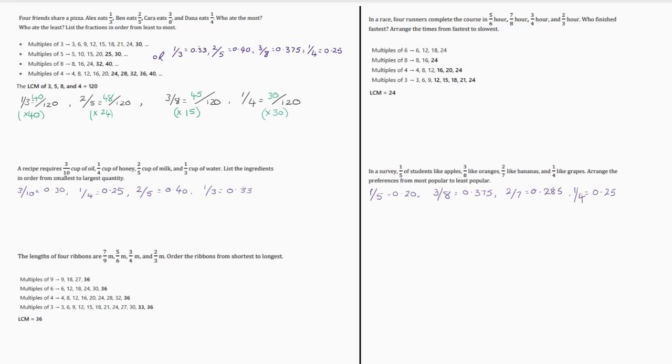So who ate the most? If we look here or there, whichever you feel most comfortable with, let's see who ate the most. 40, 48, 45 and 30. So whoever had 2/5 ate the most because that's the highest numerator. So we've now seen that it's Ben. Ben eats the most.